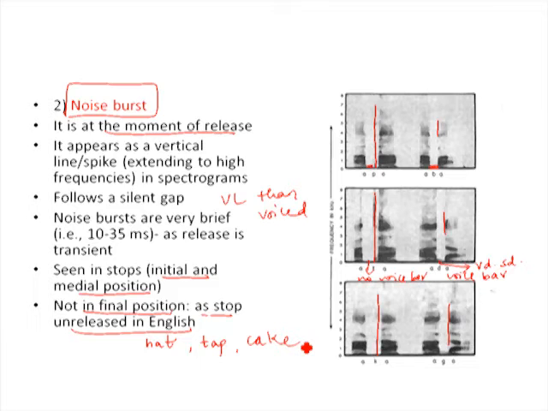But in terms of cake, you see how I had to release the K? So it's not true in most of the sounds, but for some sounds, it's true that in the final position, the stop is unreleased. If you had to draw a spectrogram of tap, you will see that there is a release of the t in the initial position, but in the final position, there won't be a noise burst. No noise burst in final position.